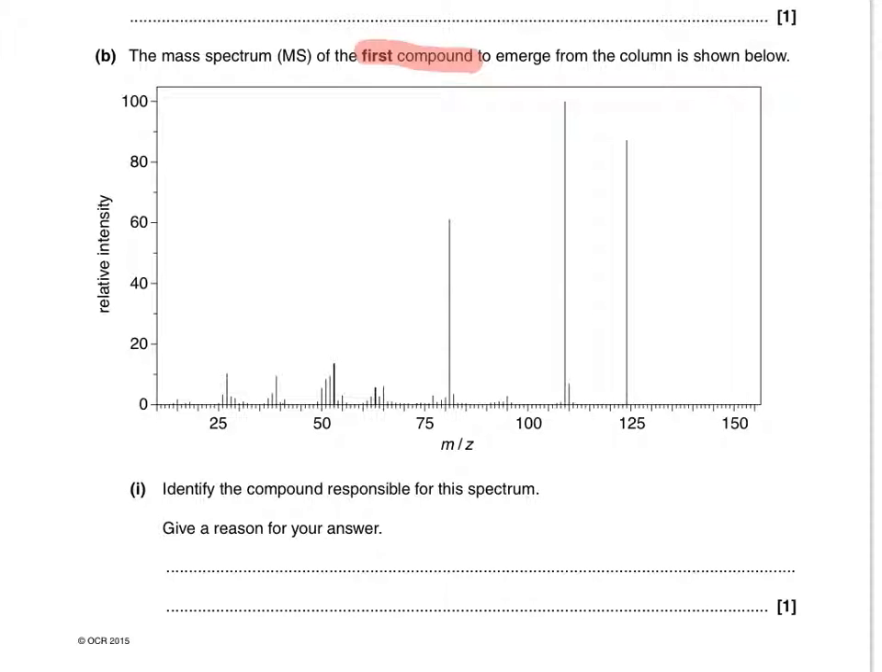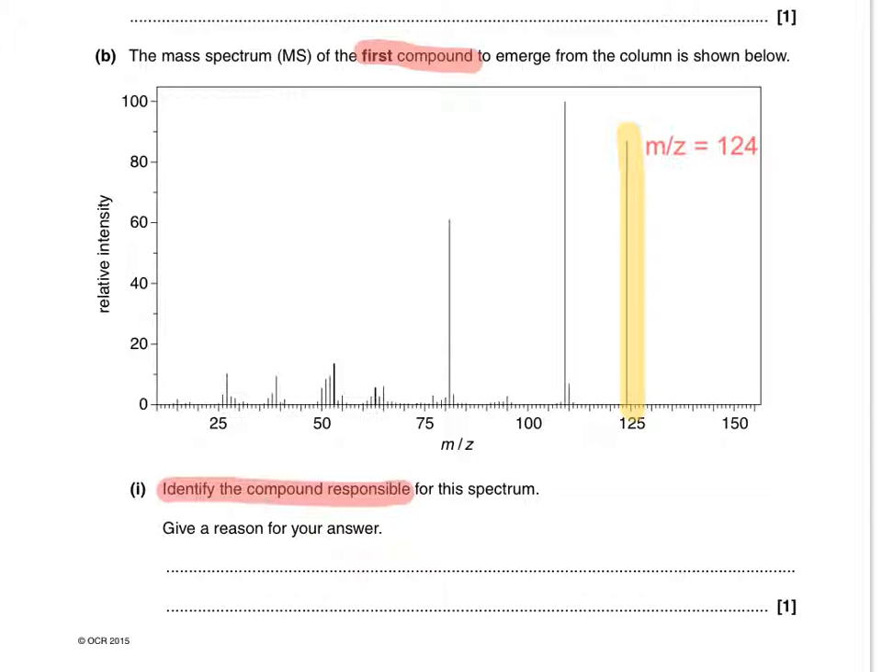So it obviously says identify the compound responsible for this spectrum. Now the easiest way to use a mass spectrum to identify the compound that it's for is to look at the M+ ion, or the molecular ion. So in this case, the molecular ion is here. So what you can take from this is essentially the m/z, M over Z value, is the same as the Mr in the case of the molecular ion.